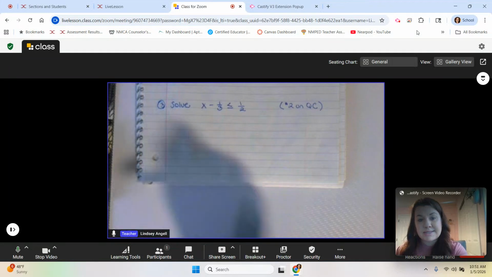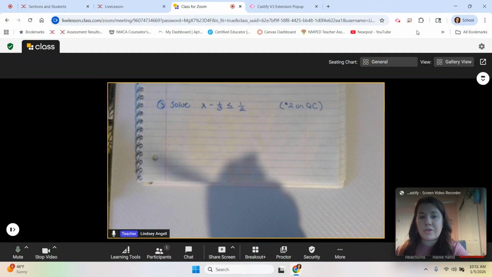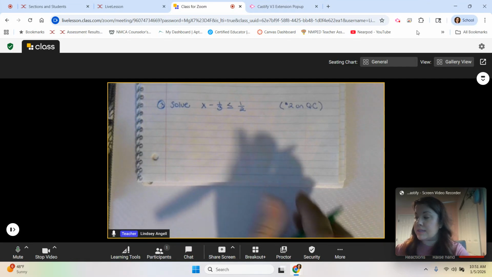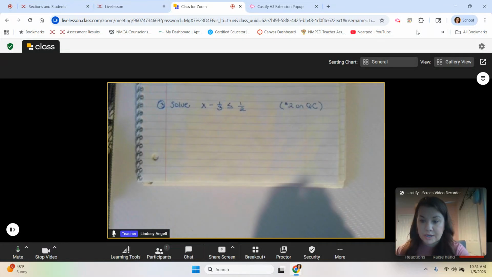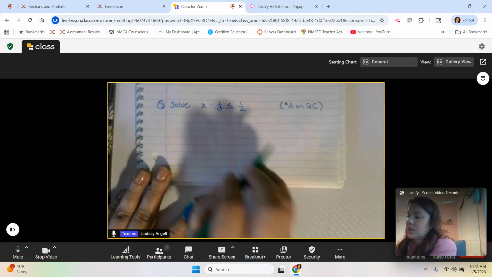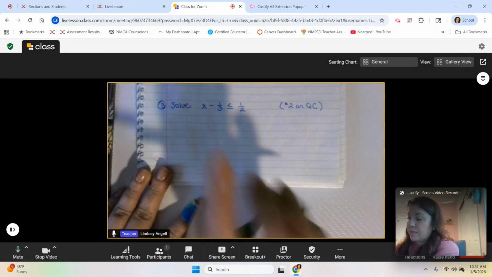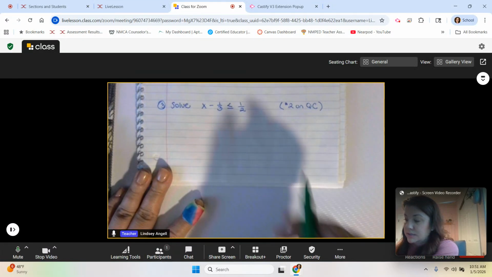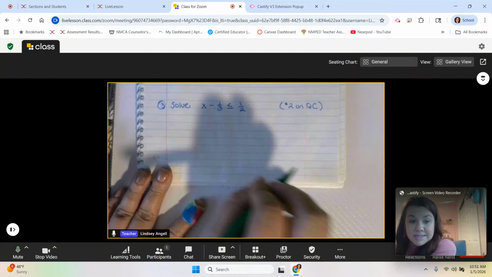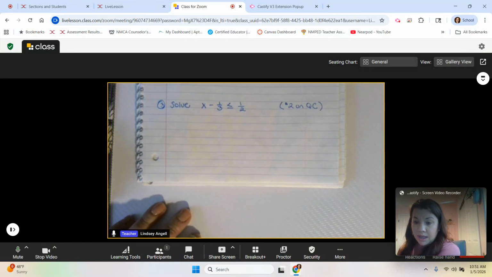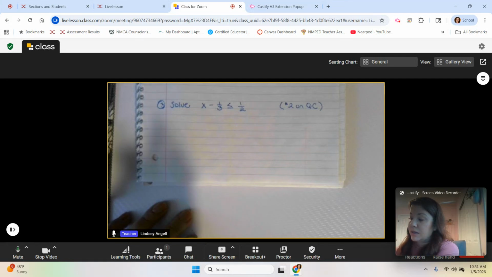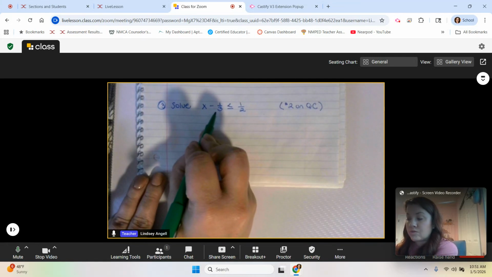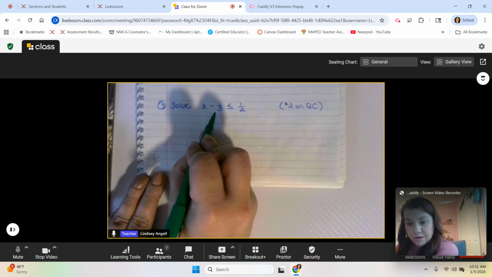Number 3, it says solve x minus 1/3 is less than or equal to 1/2. And this is actually number 2 on your quick check. Okay? So, just like before, first off, we could bring our symbol straight down if we want. We're going to pretend like it's an equal sign up until we write our final answer. So right now I am subtracting 1/3.